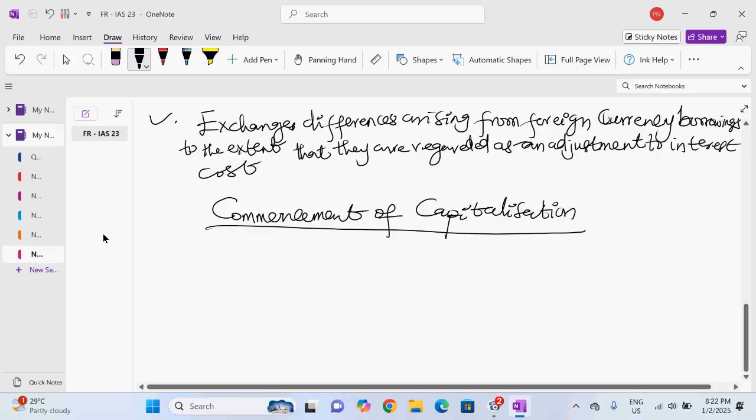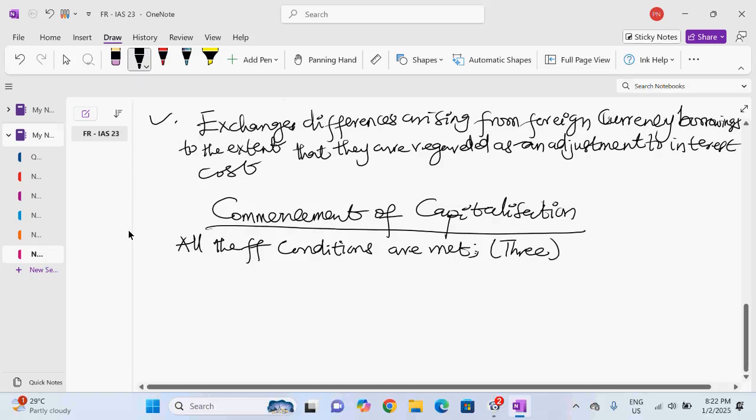For capitalization to be made, all the following conditions must be met. Capitalization of borrowing costs should commence only when all the following conditions are met. So let us look at the conditions. We have three conditions.